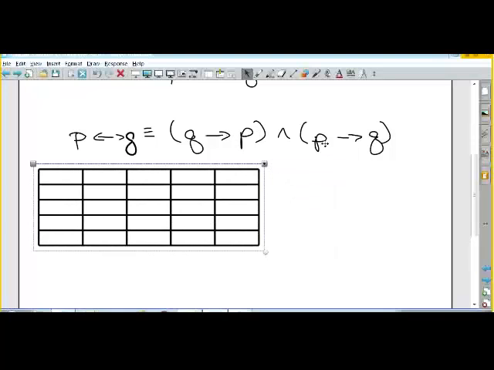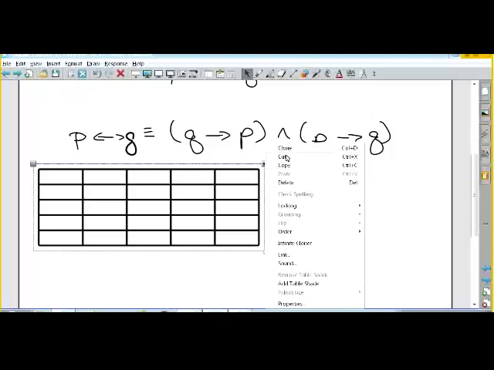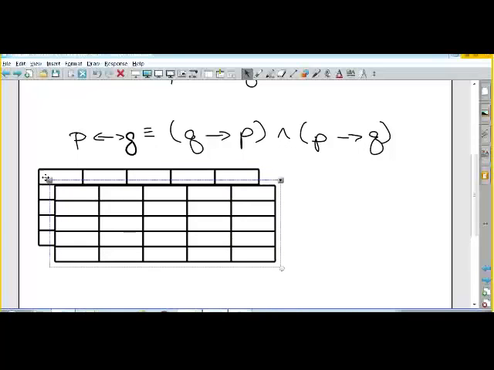It's called biconditional because it's a conditional in both directions: if P then Q and if Q then P. So if it's true in one direction, it's true in the other direction. That's pretty much what they're saying.